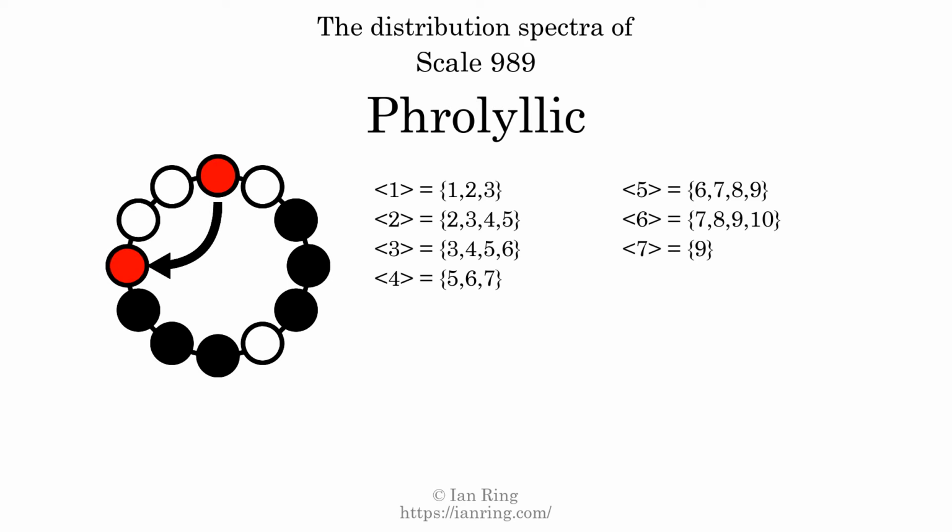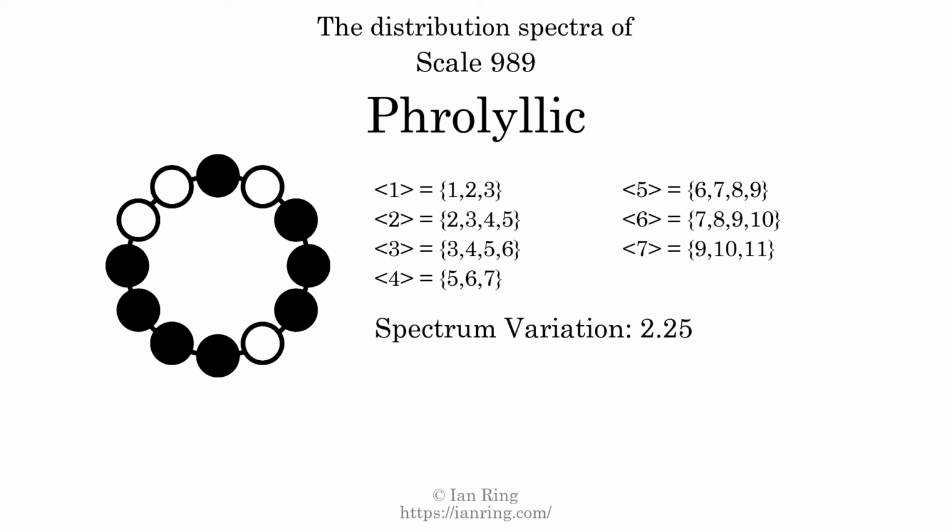9 semitones, 10 semitones, and 11 semitones. The spectrum width of this generic interval is 2. The spectrum variation is the sum of all the widths, divided by the number of tones. The spectrum variation of this scale is 2.25. Since the variation is greater than 0, this indicates that the scale is not perfectly even.